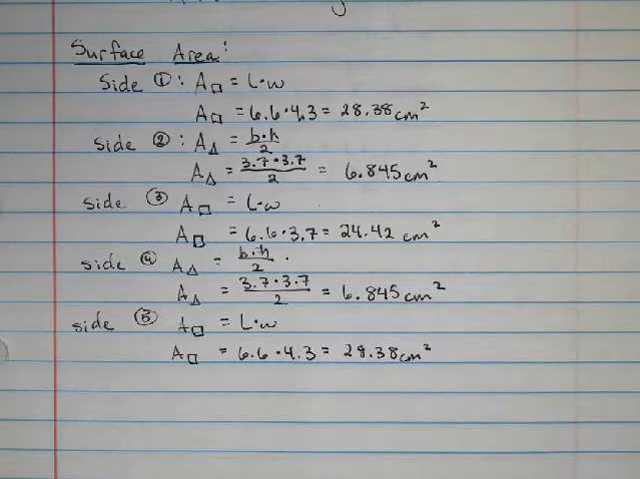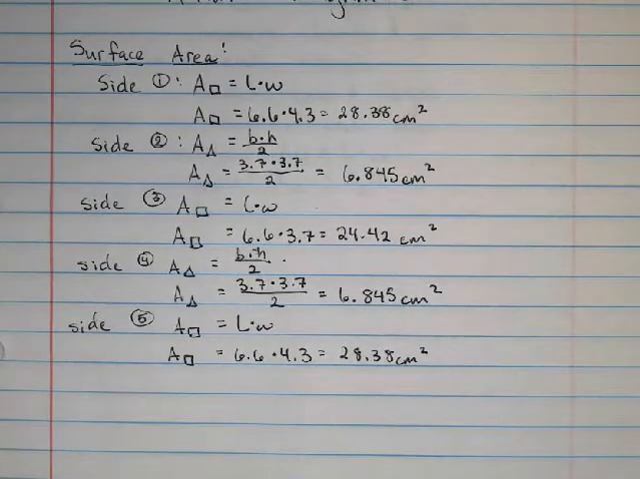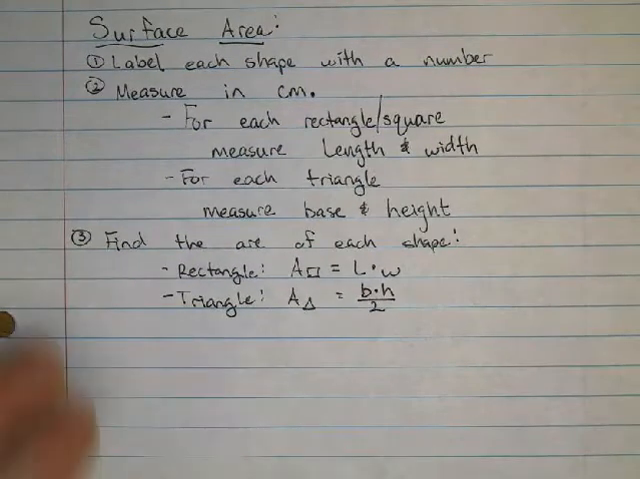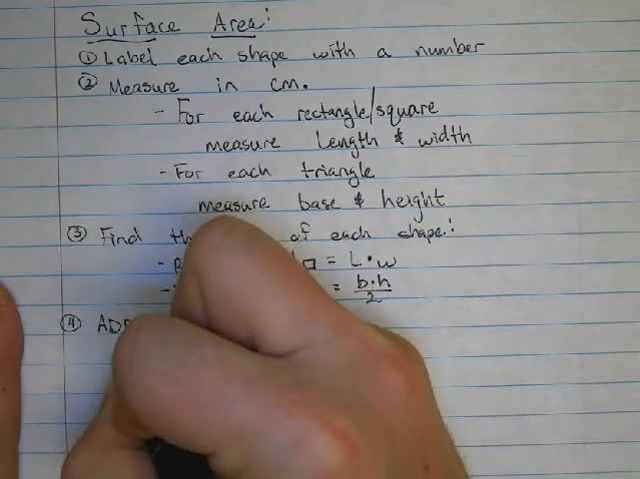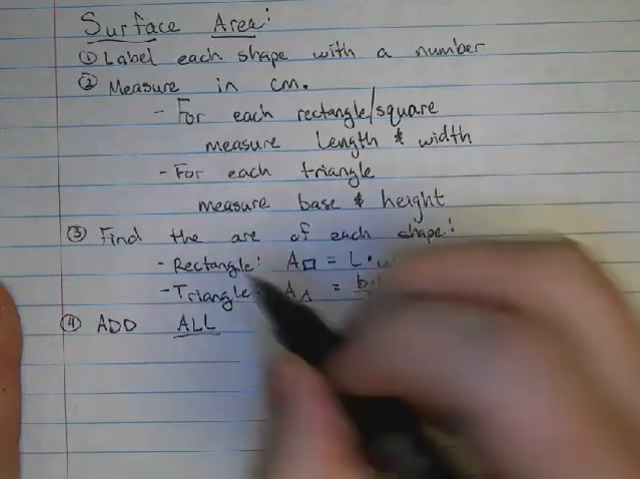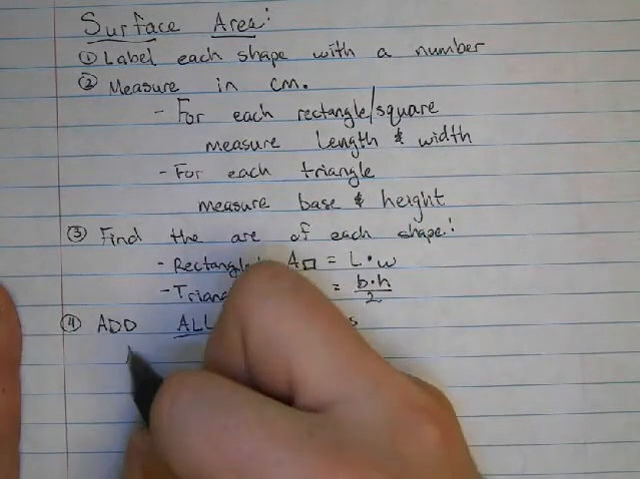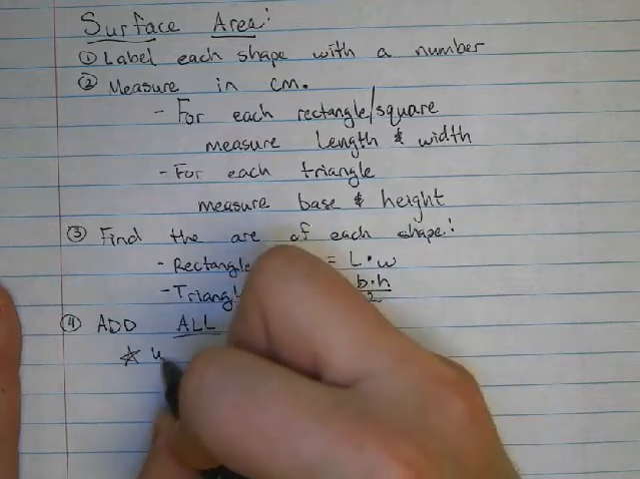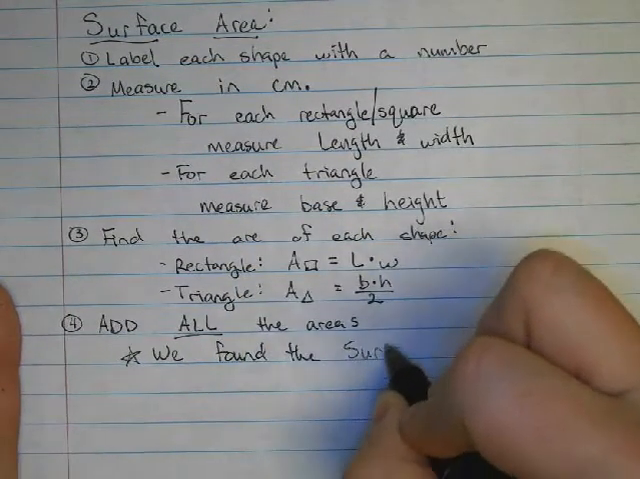So now that we've found the area of all our sides, here's our 5 areas, 1, 2, 3, 4, 5. Now we're able to find the surface area. So let's go back to our notes page. So we'll move this assignment page to the side. And in our notes, step 4 will be to add all the areas. And once we do that, we found the surface area.